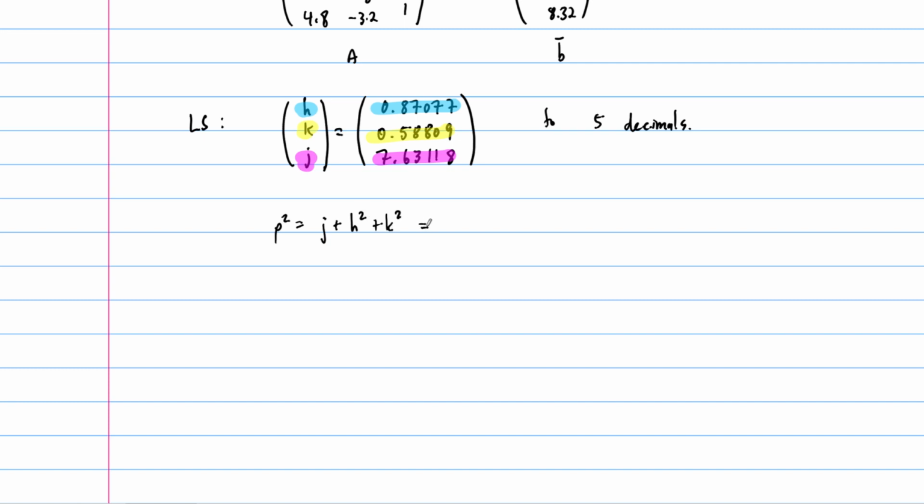Again, I worked that out. I used the computer to help me, but I got that this is going to be 8.73527. I did this computation first before rounding, and then I rounded it, as you always should. But there's our rho squared. Now we just put all of this into the equation to get our best fit circle. So we now have our equation for the circle.